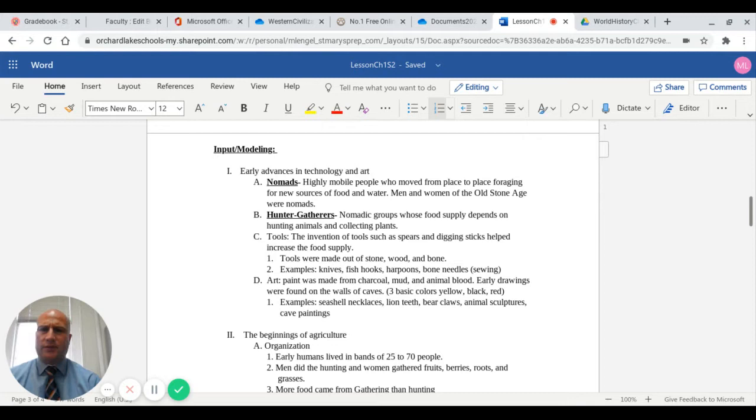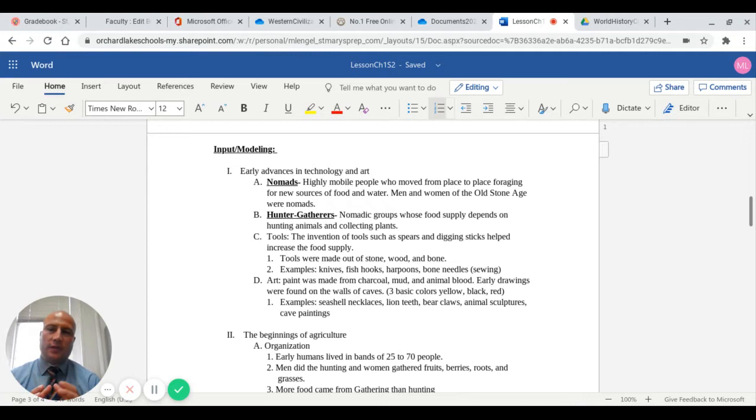Capital letter C, we'll talk about the invention of tools. Things like spears and even digging sticks helped increase the food supply. Digging sticks are basically two flat sticks that you would stick into the ground if a deep-rooted plant you needed to pry up. If you wanted to have an edible root, you'd have to pry the root up with the digging sticks. Those are some of the earliest tools that were used for helping to develop the food supply.